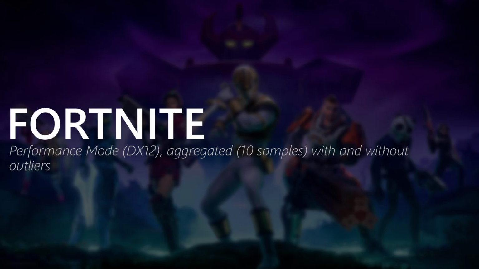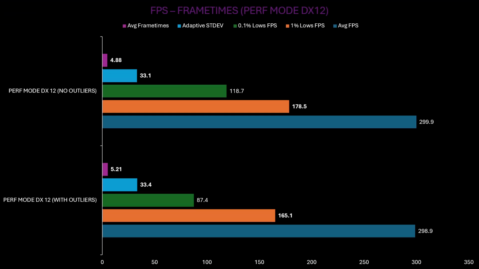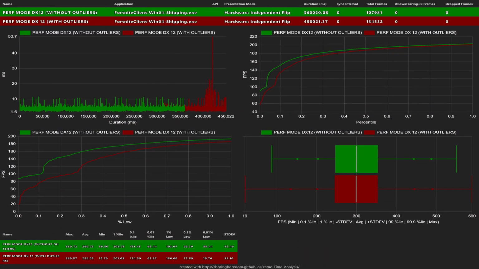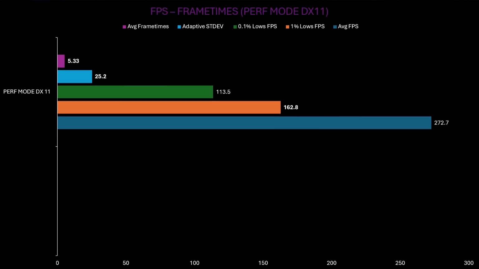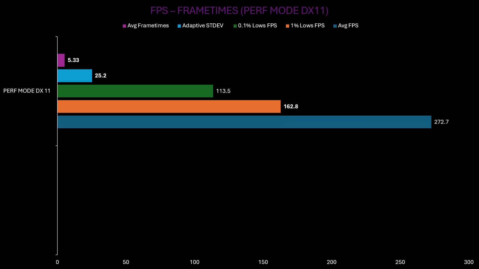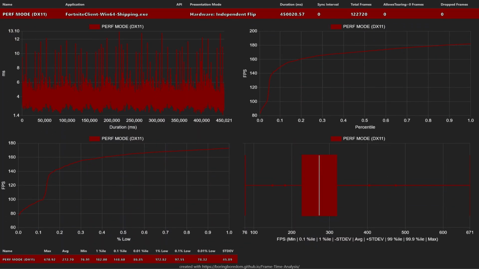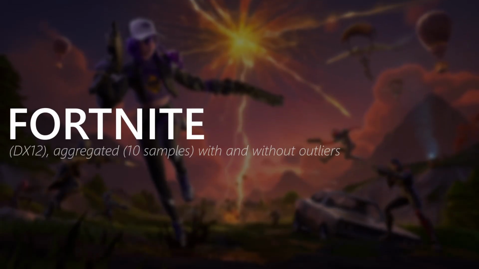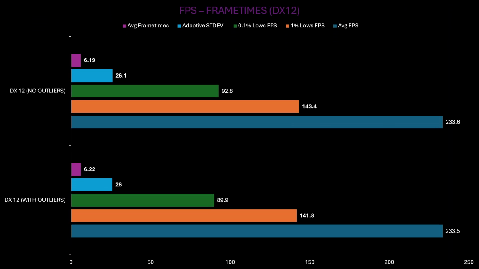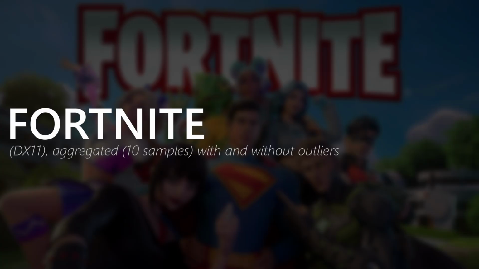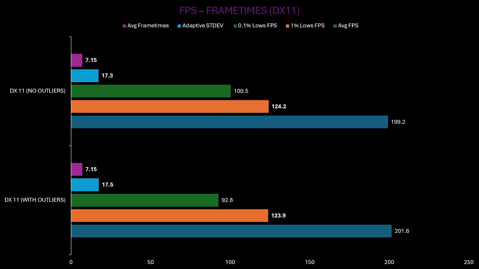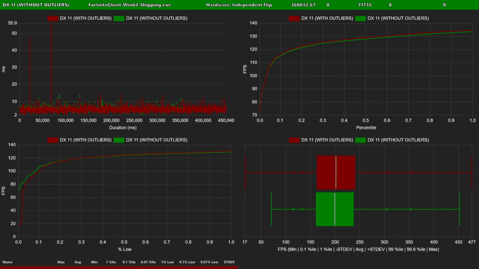So, the performance mode DirectX 12, the old performance mode, gave me these results with and without outliers. And we can see the frame time analysis here. Performance mode DirectX 11, the new performance mode, we have these results. In this case, I don't have outliers, so I show you only what I have from CapFrameX. And also, we have the frame time analysis. The next one is the DirectX 12 aggregated with and without outliers and the frame time analysis. Finally, we have the old DirectX 11 with and without outliers and the frame times.